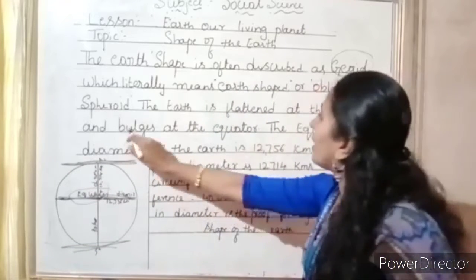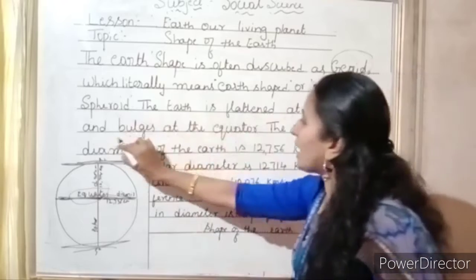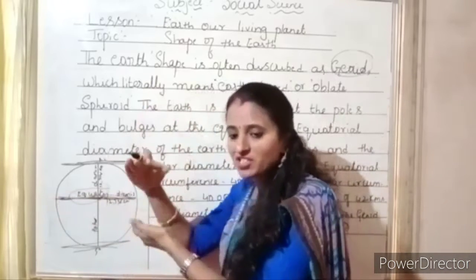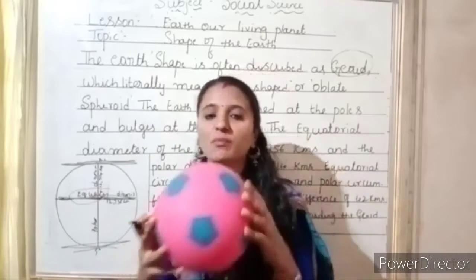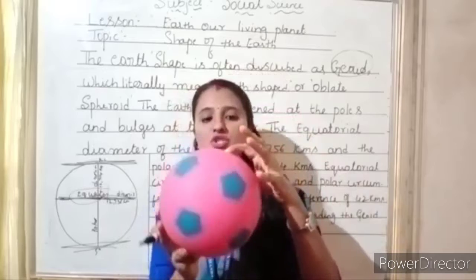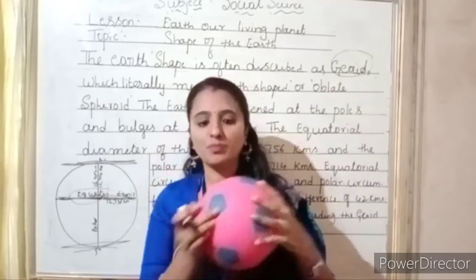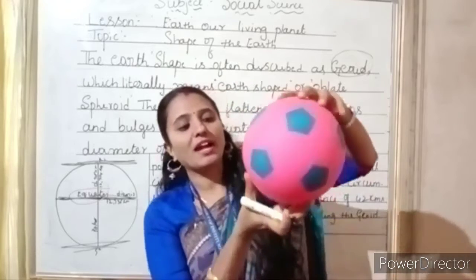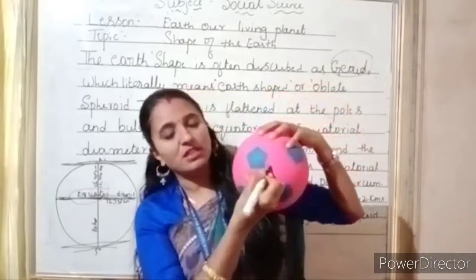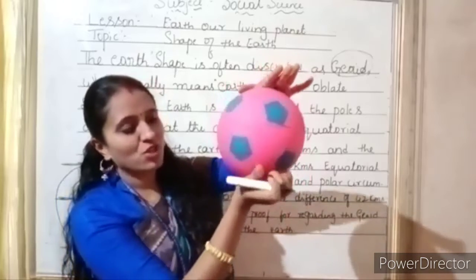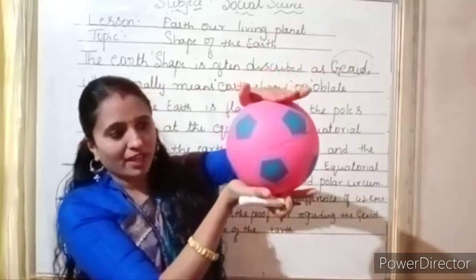And it is flattened at the poles and bulges at the equator. So in the center it is a bulge. You can observe here. I can show you the ball. So you can observe the ball, children. It is a circular shape. Just consider this the north pole, and this the south pole. And the middle part you can observe here. This middle part is the equator. You can see here, I'll hold it like this.